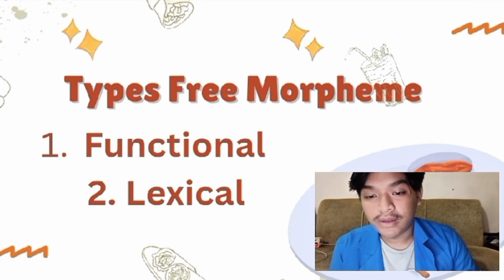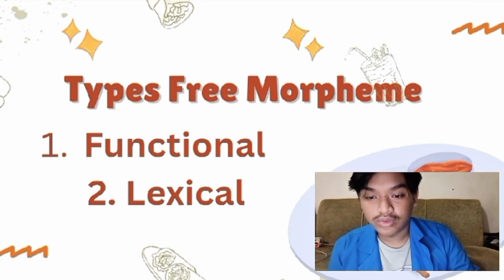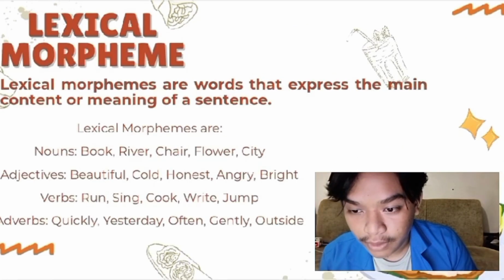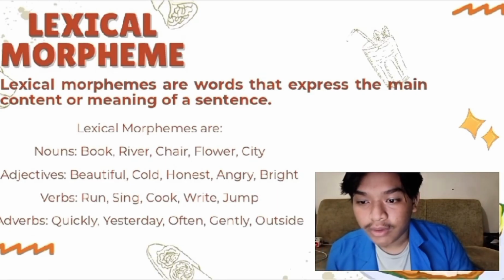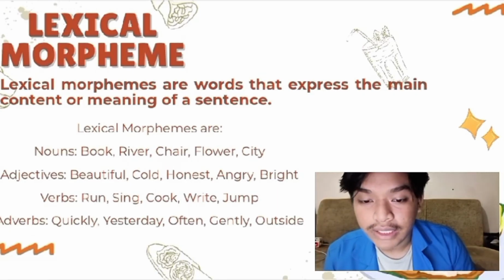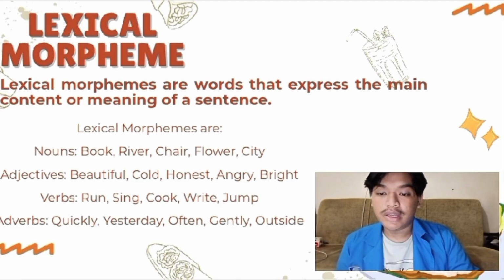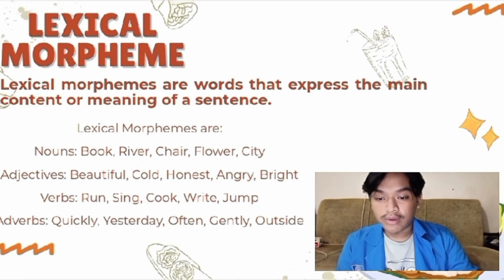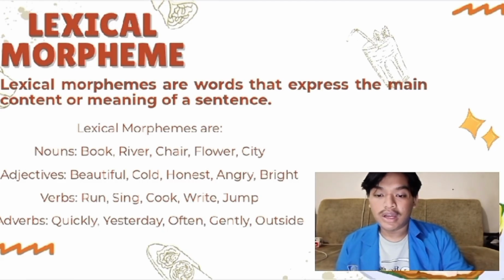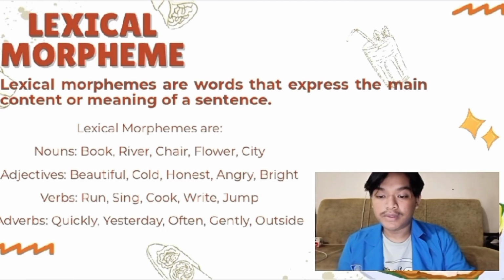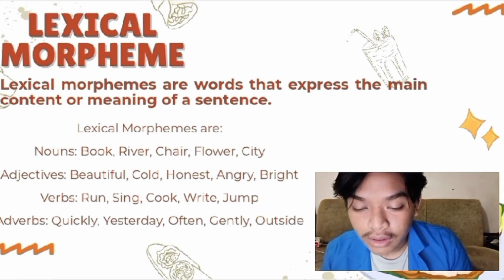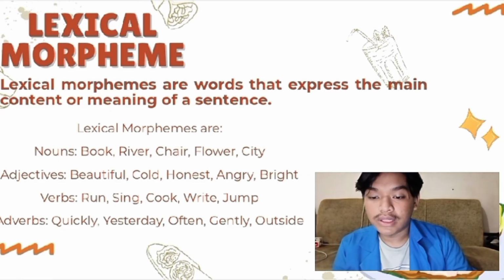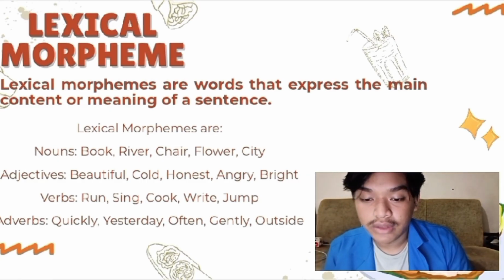Types of free morpheme. There are two types, and the first one is lexical morpheme. Lexical morphemes are words that express the main content or meaning of a sentence. Lexical morphemes include nouns: book, river, chair, flower, city. Adjectives: beautiful, cold, honest, angry, bright. Verbs: run, sing, cook, write, jump. Adverbs: quickly, yesterday, often, gently, and outside.